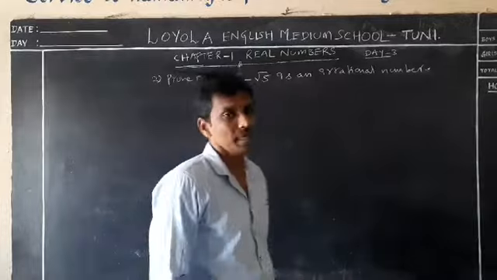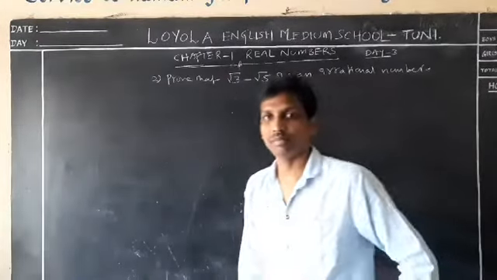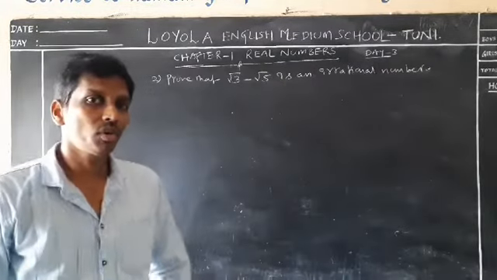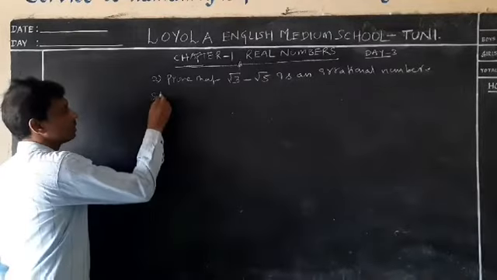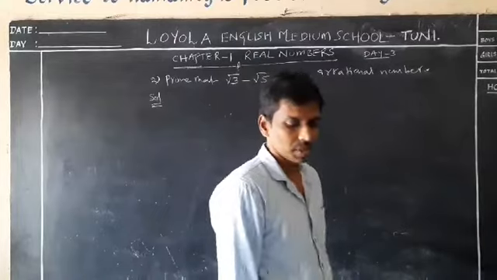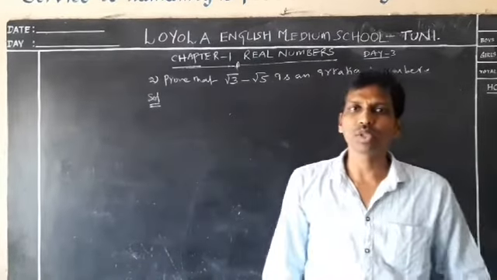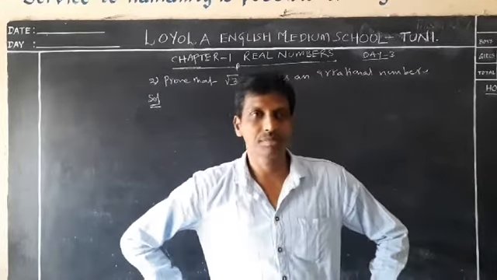Prove that root 3 minus root 5 is an irrational number. So how can we prove this question? Let's see. How did we write the solution for the first sum? In the same manner, we would like to prove it by the contradiction method.